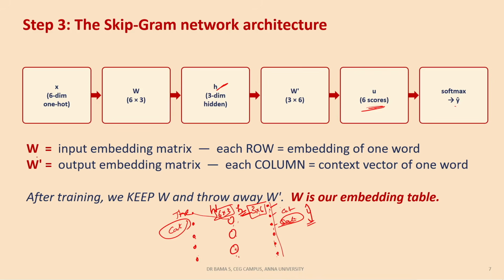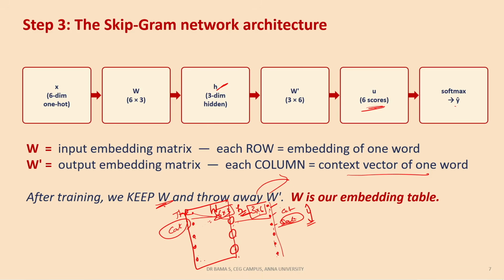So W is going to be the input embedding matrix, which is at this region, which is our maximum importance. Each row is the embedding of one word. W dash is going to be the output embedding, where each column is going to be the context vector. After one training, we will keep only the left portion, which is W, the embedding, and throw away this W dash.